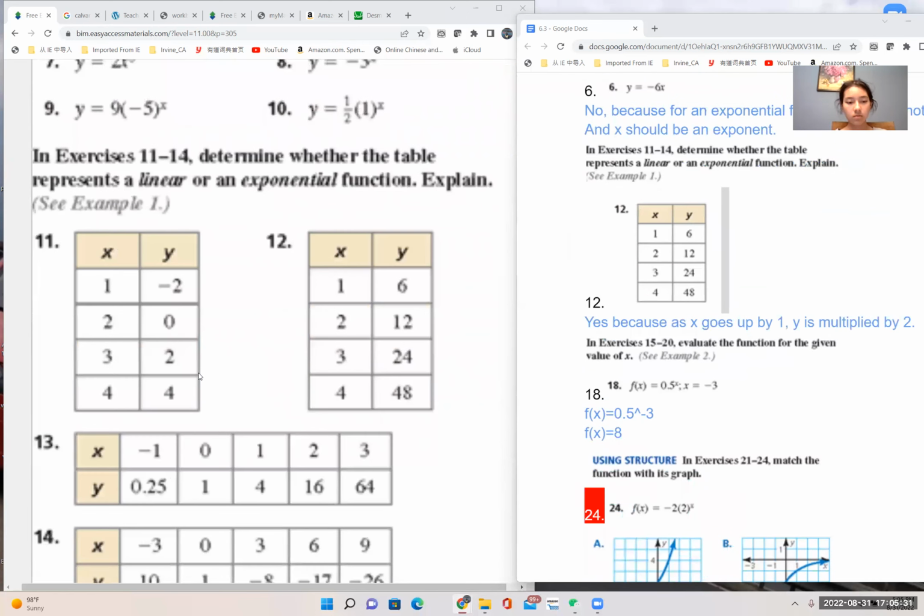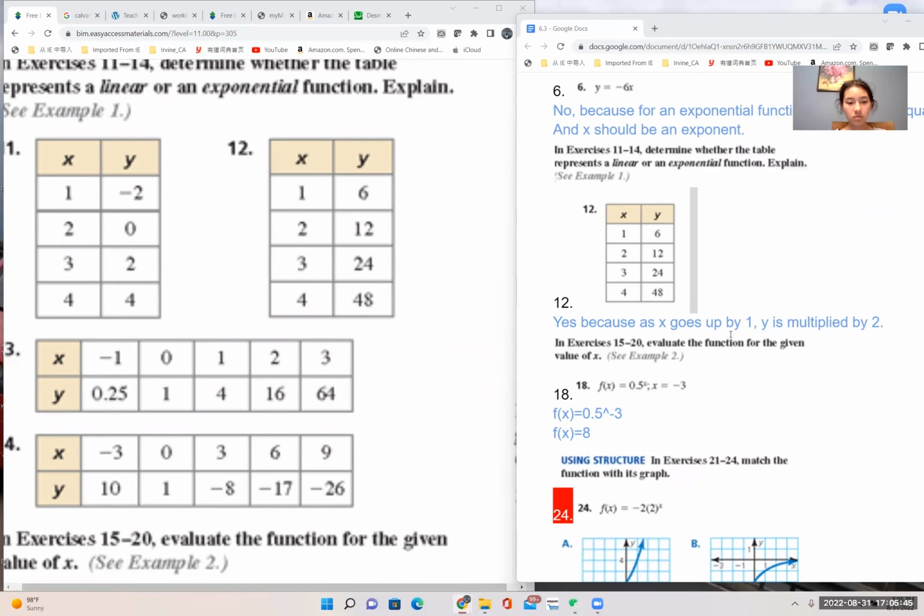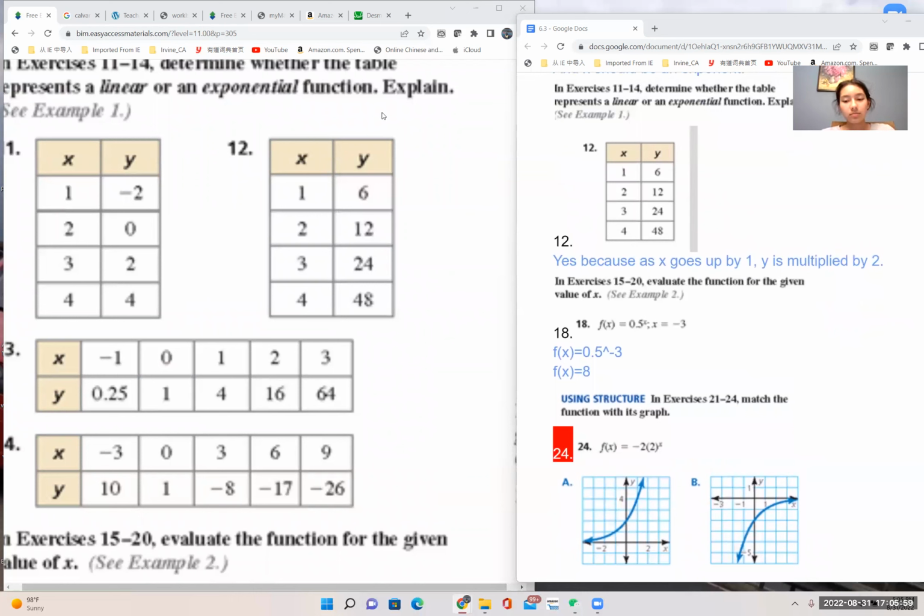Then 12. So linear or exponential? So you think it's... what do you mean yes? Yes for what? So yes is linear or yes is exponential? It's exponential. Yeah. So you need to make it clear. Yes, exponential.